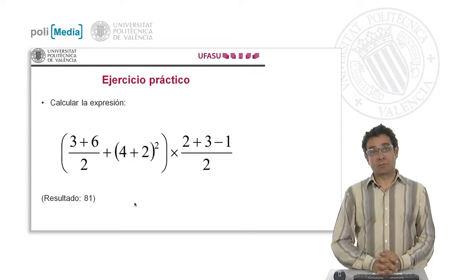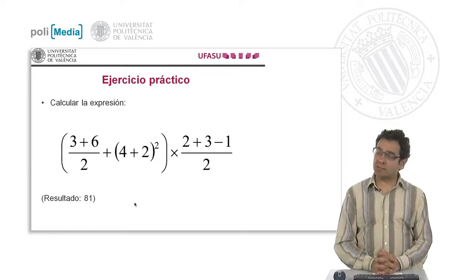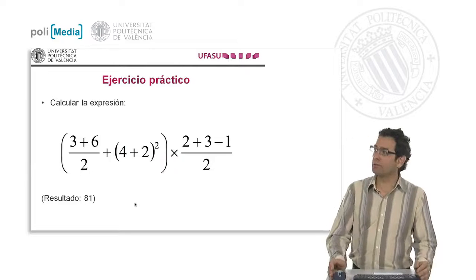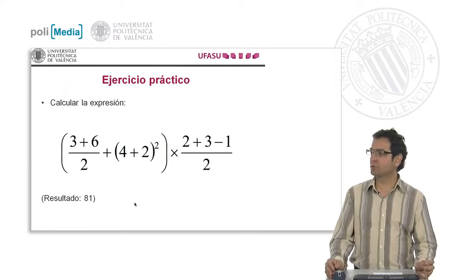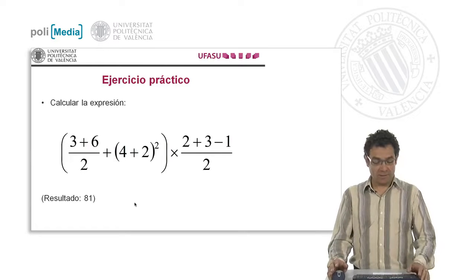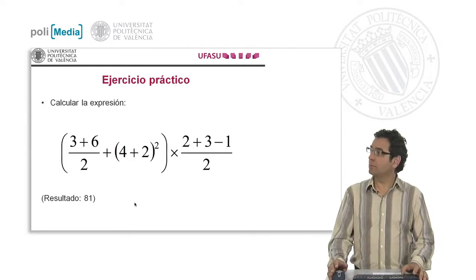Alright, they present us with the exercise of calculating this expression: 3 plus 6 divided by 2 plus 4 plus 2 squared, all of this multiplied by 2 plus 3 minus 1 divided by 2. The result must be 81, and we are going to check with Excel.